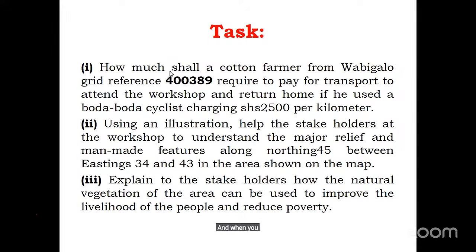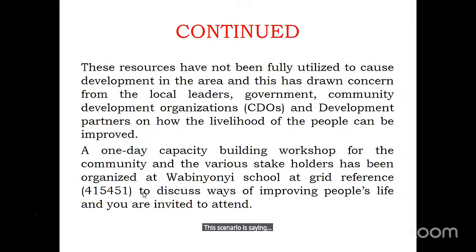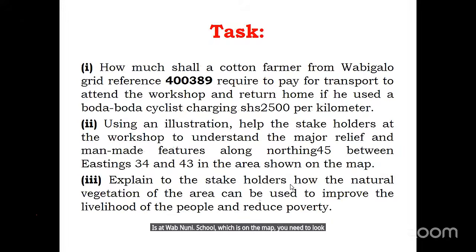When you look at this scenario, it is asking for distance. You need to have this task run. It is asking for distance incorporated with calculating the cost. But where are the 2 points? How are you going to do that? The scenario is saying in this last paragraph, the workshop is at Wabinyonyi School, which is on the map. You need to look at the map. And there is a farmer who is coming from Wabigalo at this grid reference, which is also on the map. Now, these are the guidelines.